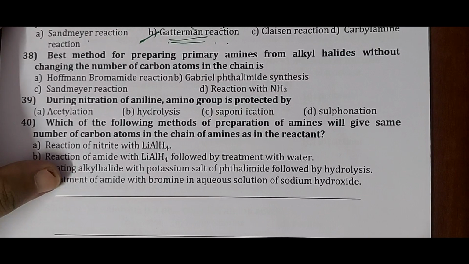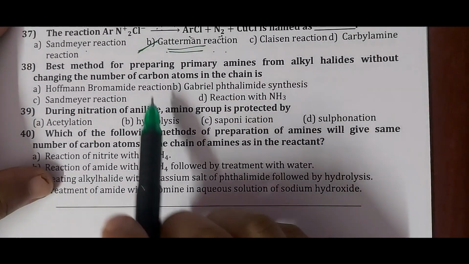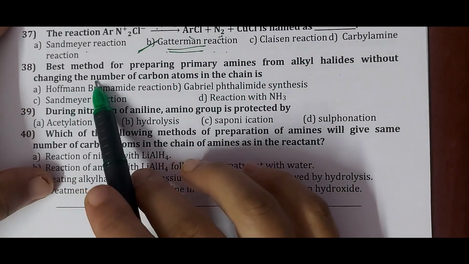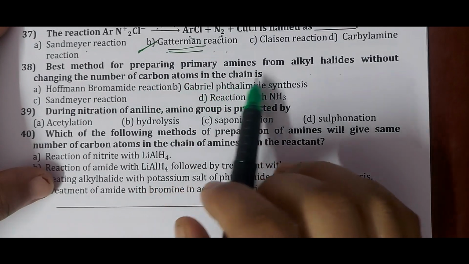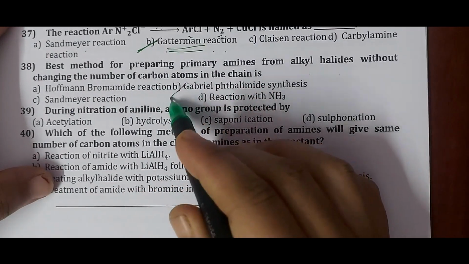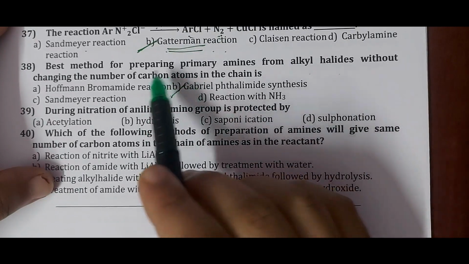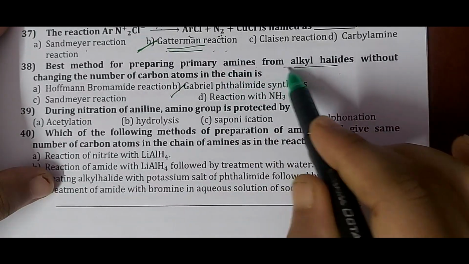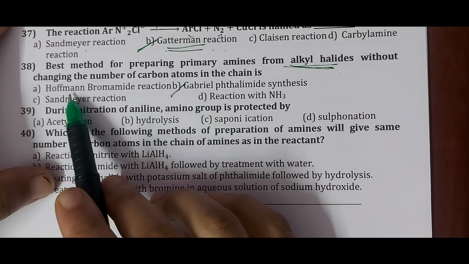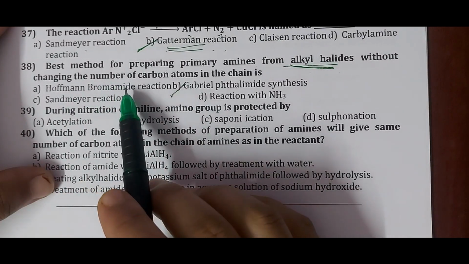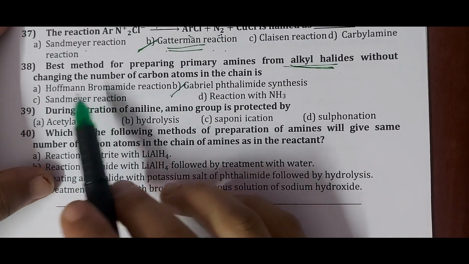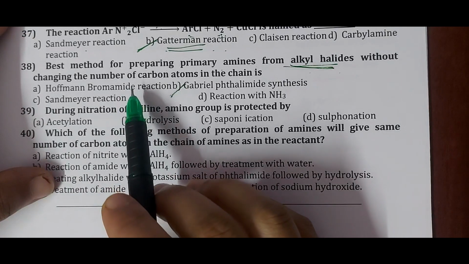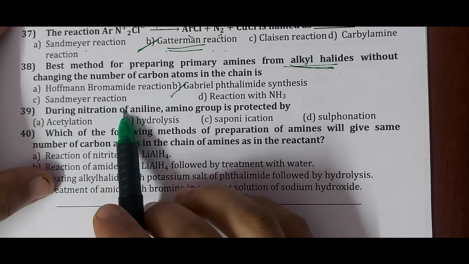Next, question number 38. Question number 38 is: best method for preparing primary amines from alkyl halides without changing the number of carbon atoms in the chain is. The correct answer is option B. So here they have asked you primary amines from alkyl halide. Hoffmann bromamide reaction, we use amide. This is not applicable. Sandmeyer's reaction, we form aromatic halides. So this is also not a proper reaction.